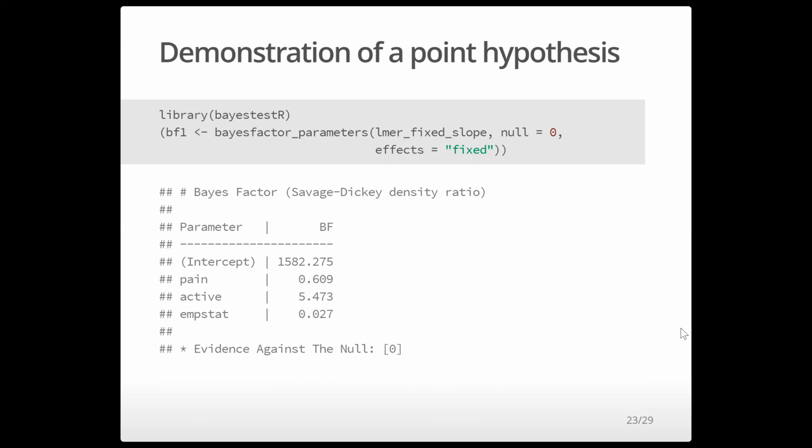So here we demonstrate how we can do it. I believe these are the defaults, but I just made them explicit. I entered the model, I set null equals 0. You can make it any point, and I specified I wanted fixed effects. And so here we get our little output table, and here's how we interpret these results.